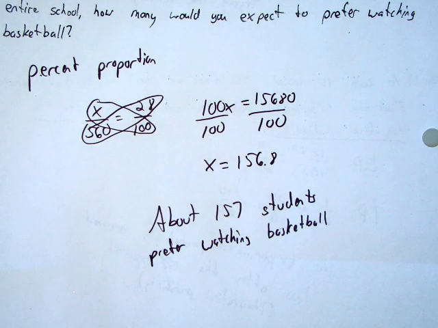Now, that number might not necessarily be true, but we're using a theoretical probability in order to predict how much should happen. If we wanted to find out the actual number, we'd have to go through and survey every single student to figure that out.